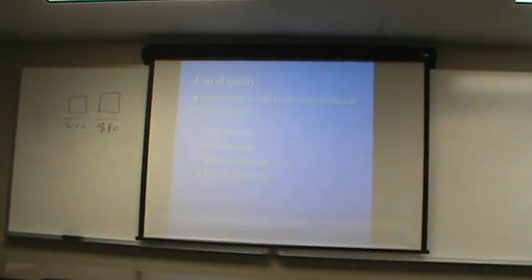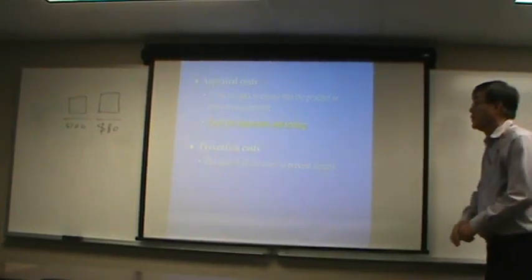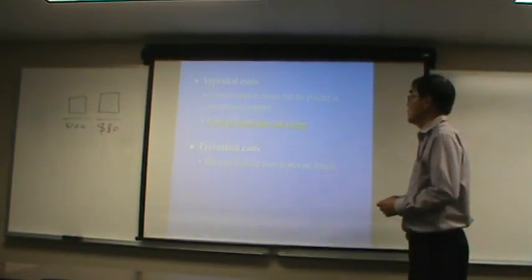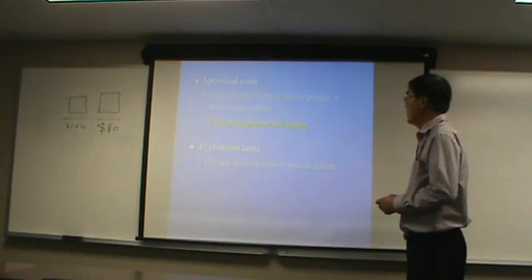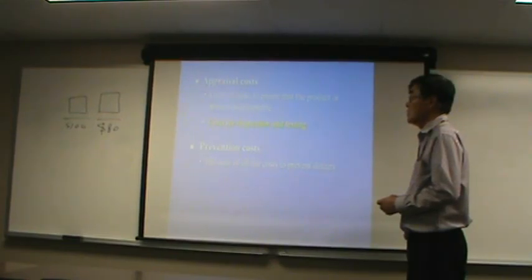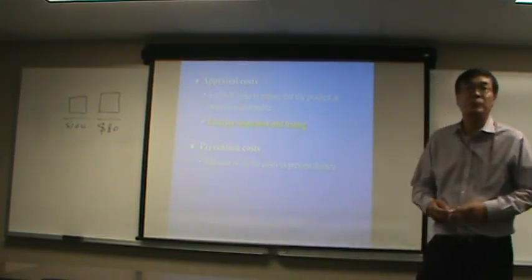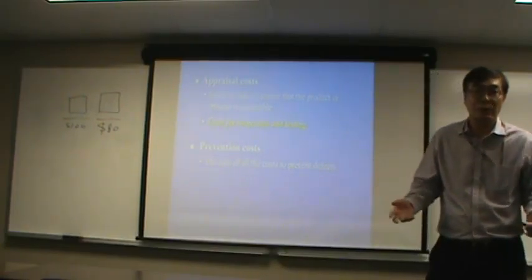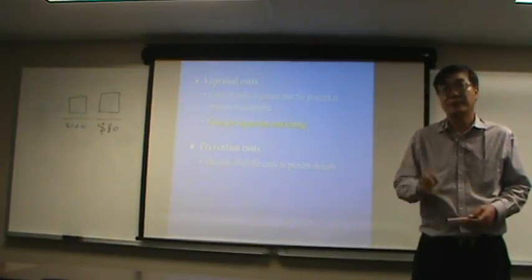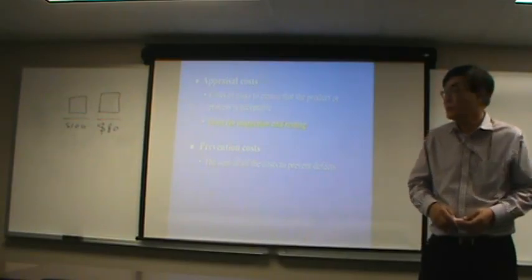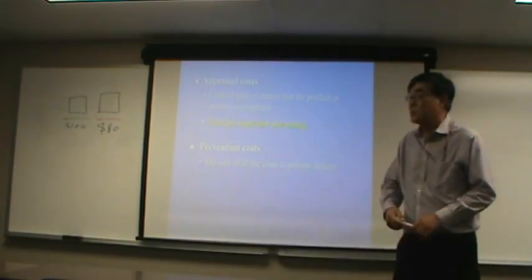Appraisal cost, prevention cost, internal and external failure cost. First one, appraisal cost: costs of test to ensure that the product or process is acceptable. How can we know? Test, right? Test, inspection. So cost for inspection and testing.